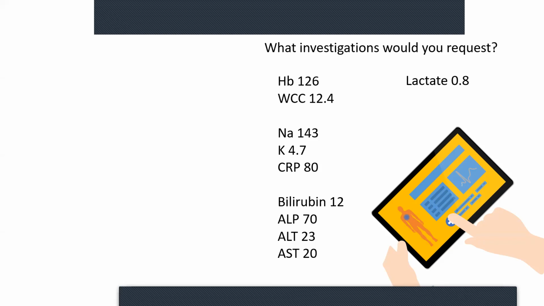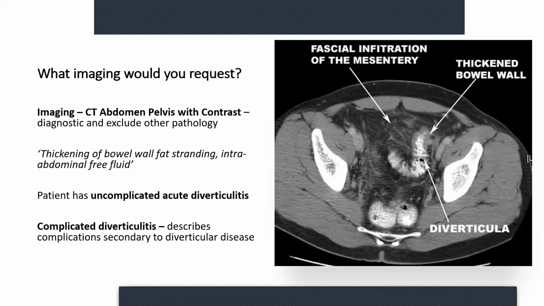After you've initiated these bedside investigations, the next thing is to think about what imaging you would like to do. In this patient with abdominal pain, based on bloods, you might suspect that there's some form of infection going on. So one investigation that would help is doing a CT abdomen-pelvis with contrast, because it could help diagnose and exclude all the other pathology that was in your differentials.